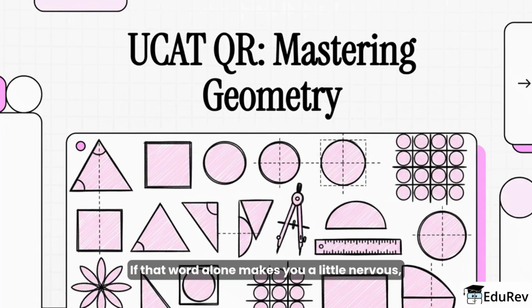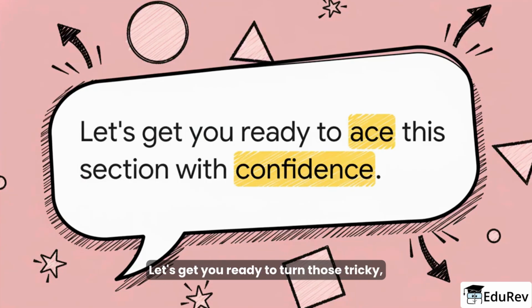Let's talk about geometry in the UCAT Quantitative Reasoning section. If that word alone makes you a little nervous, you're definitely not alone. But don't you worry, because today we're going to build a mental toolkit together, piece by piece. The goal? To help you crush these problems with speed and confidence. So glad you're here. Let's get you ready to turn those tricky shape questions into easy points on the board.